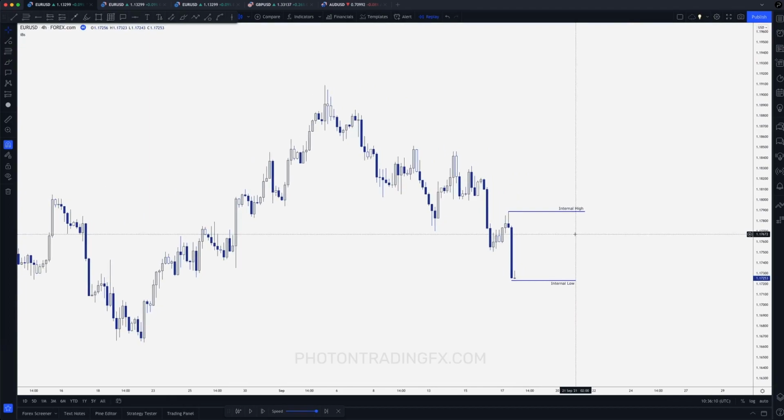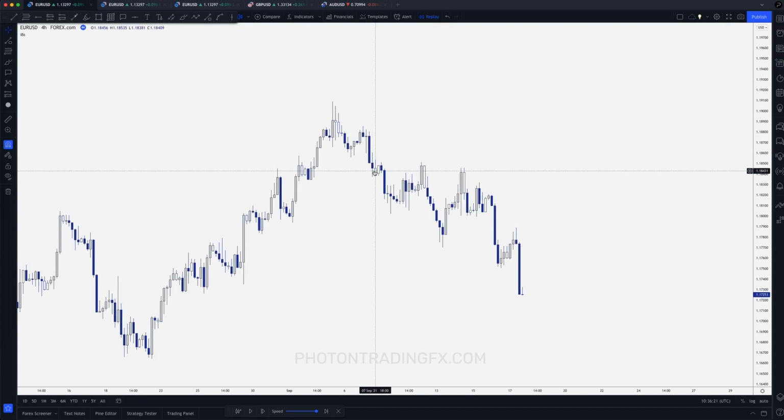Hopefully you're understanding how to read internal structure. But what you'll see as we go through the course is I'm not drawing on all of that. I'm not marking every internal structure break. All I care about is the first time that internal structure switches from bullish to bearish or switches from bearish to bullish. And that would be my change of character, okay?